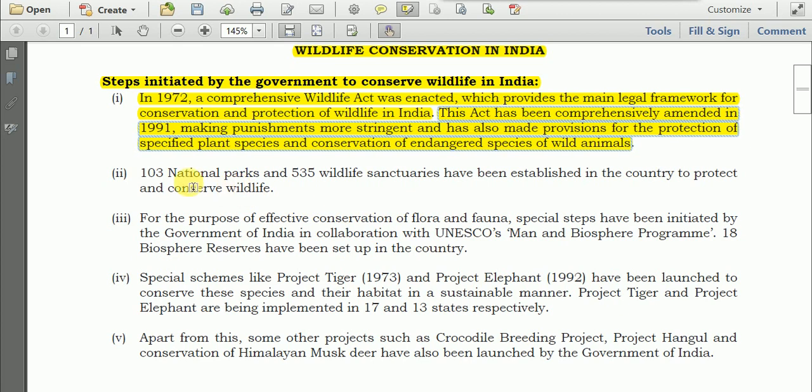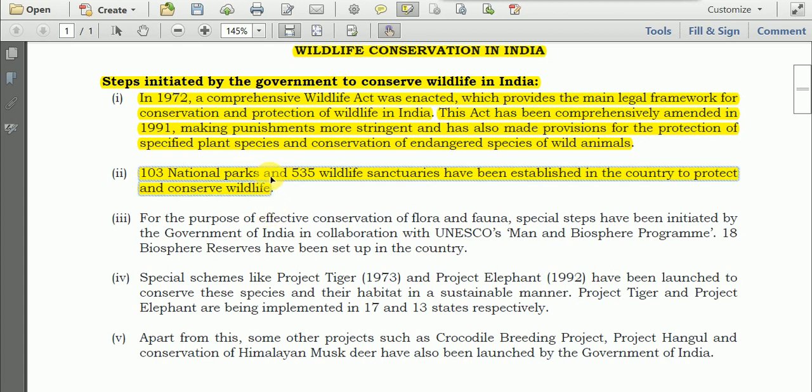Then the next step, 103 national parks and 535 wildlife sanctuaries have been established in the country to protect and conserve wildlife. So this is another measure taken by the government to conserve wildlife. 103 national parks and 535 wildlife sanctuaries have been established to protect and conserve wildlife.